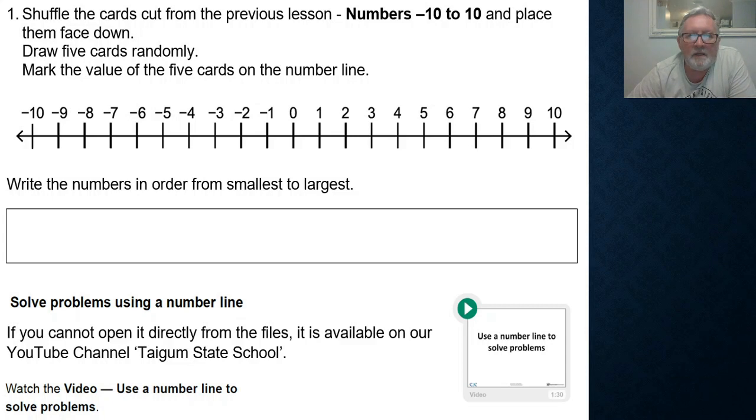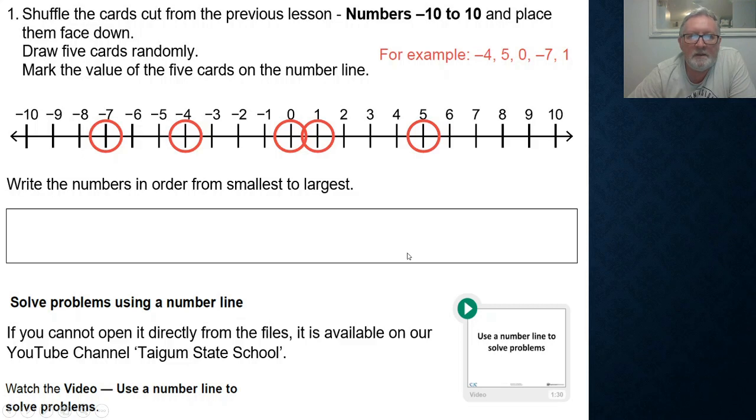Now I have no idea what numbers you chose, but I've got some examples. For example, if I had those numbers at random, -4, 5, 0, -7 and 1, this is where they would fall on that number line. As you can see here, the numbers have been placed from the smallest through to the largest, so that when I rewrite them in order, -7 is first because it's the smallest, followed by -4. So the further to the left, the smaller, the further to the right, the larger.